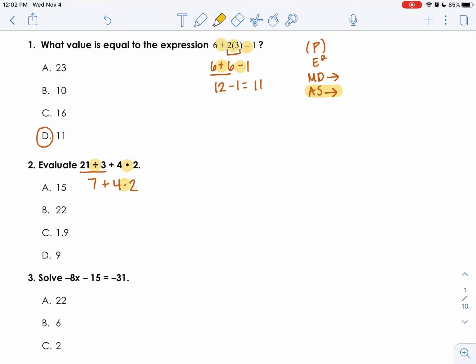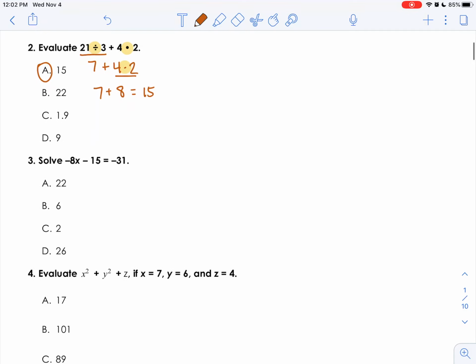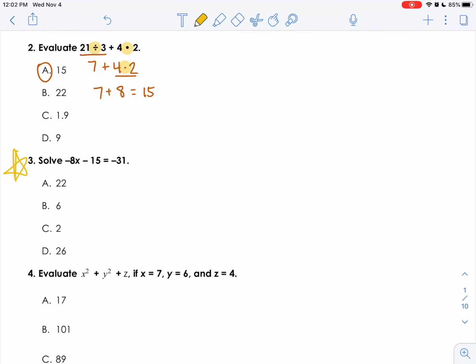Then I still have multiplication, so I'm going to do 4 times 2, which is 8. This drops down. And then I'm just going to add 7 plus 8, which is 15. Next, this is solving an equation, so I'm actually going to skip this one for now and come back to it when we get into solving equations.